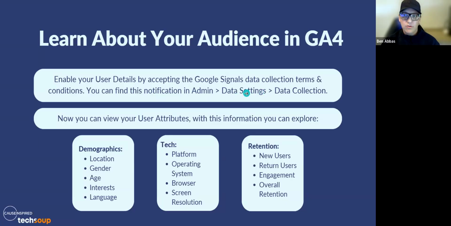You're going to want to review Google's policies. You have to accept terms and conditions there, read them, make sure it fits for your organization. Now you can view the following user attributes. With this information, you can explore location, gender, age, interest, language, platform, operating system, browser, screen resolution, which is crazy, but it is absolutely something you can do. New user, returning user, engagement, overall retention.